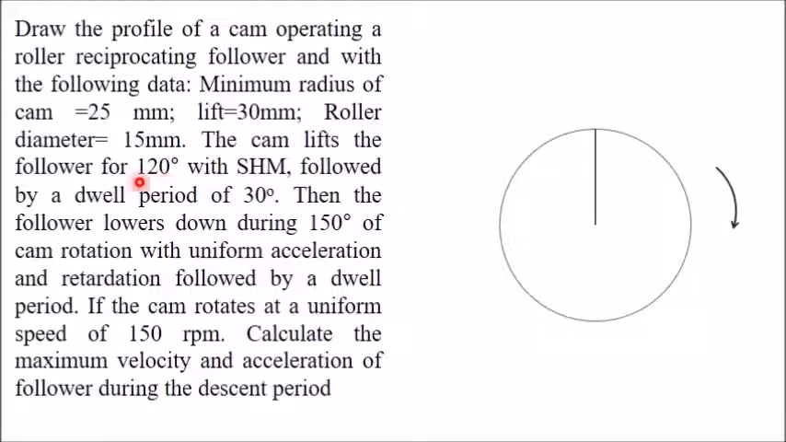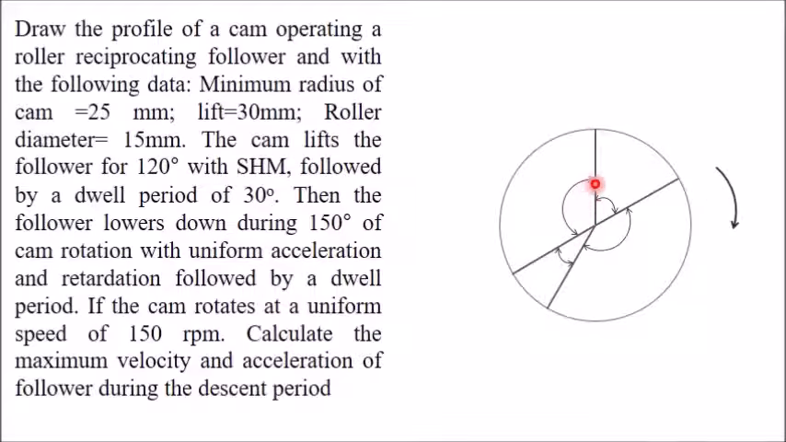First is 120 degrees with SHM. So draw a 120 degree angle. Next is 30 degrees, which is the dwell period. Then next is 150 degrees, which is the angle of descent, and the remaining 60 degrees is again a dwell period. This is the angle of ascent, from here to here, when the cam is rotating clockwise. When the cam moves from here, this point will reach here. So this total angle is 120 degrees and this angle is 150 degrees.